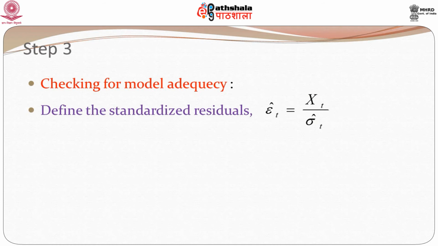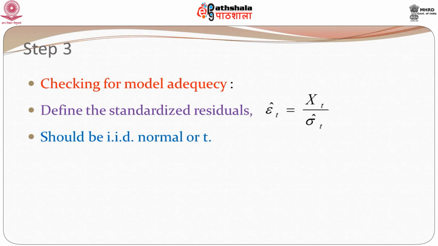t hat. Remember, our model was, the first equation was x t equal to epsilon t into sigma t. So, epsilon t hat would be x t divided by the estimated sigma t. Since we know the alpha j's, we get the estimate for sigma t. And then this should be either a normal distribution or the t distribution, because those are the underlying distributions that we have been looking at.